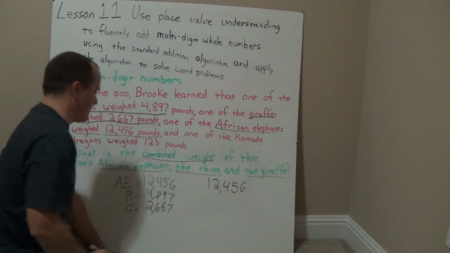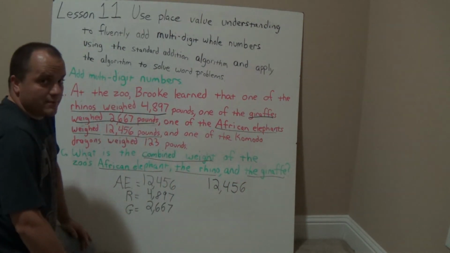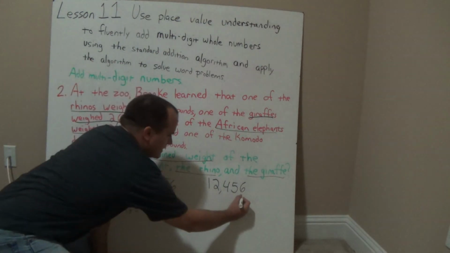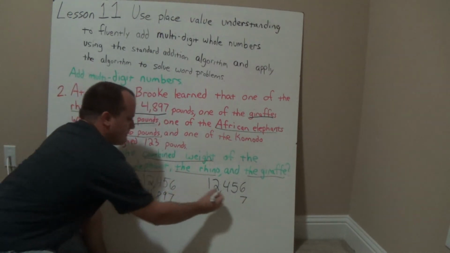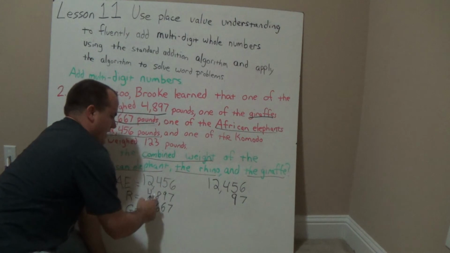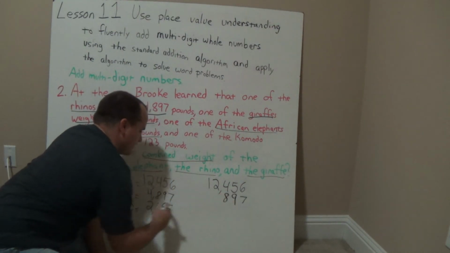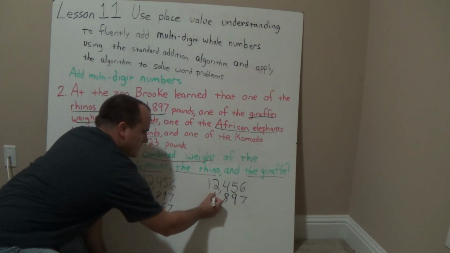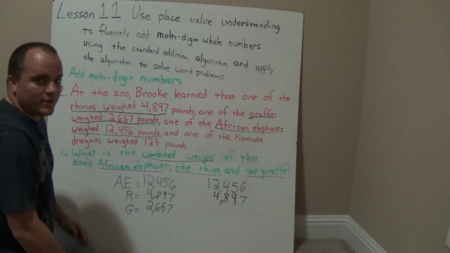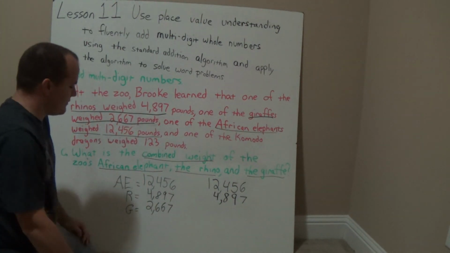12,456. My rhino. Again, I'm going to start with my ones place. A 7 in my ones place, a 9 in my tens place, an 8 in my hundreds place, a 4 in my thousands place. I don't have any 10,000s. Do I need to put anything? No. Or I could put a 0 if I choose to.